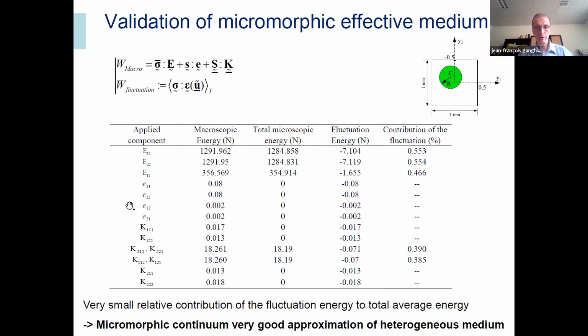So now let's move to some numerical results. First, validation of the micromorphic continuum. So what we are going to do is to take a unit cell of a composite, with a circular fiber. We apply sequentially all macroscopic kinematic variables, and we compute the relative contribution of the fluctuation energy to the total energy. The fluctuation energy is the part of the total energy which is stored in the displacement fluctuation U tilde. So it is this volume averaging, and we see that this contribution is less than 1% for nearly all modes. So it means that the micromorphic continuum is a very good approximation of the initially heterogeneous medium.